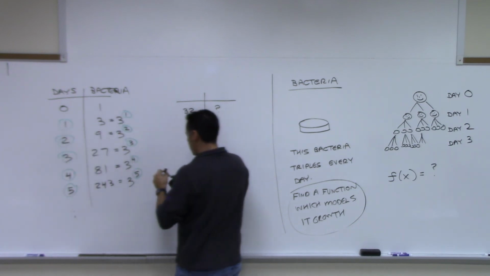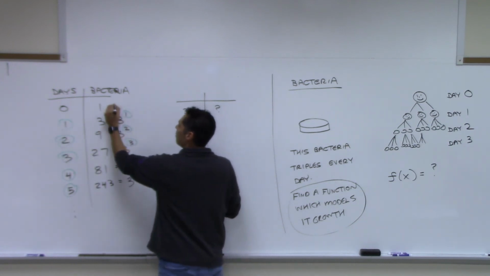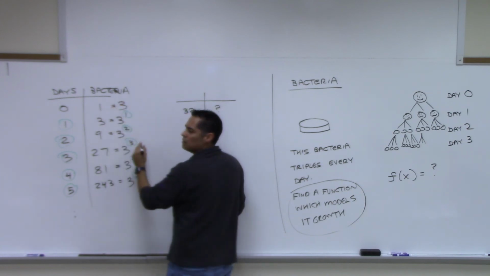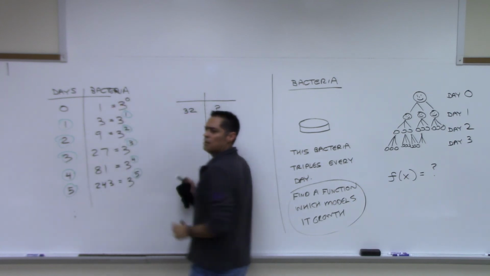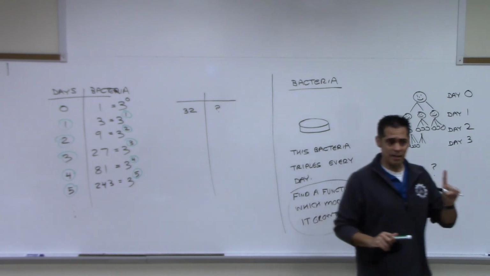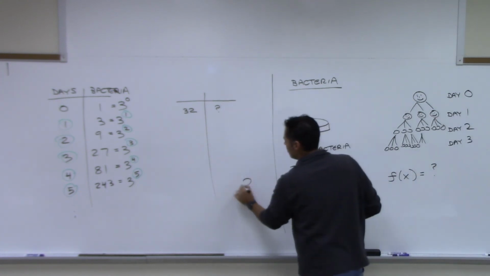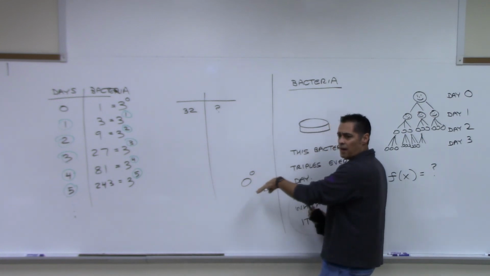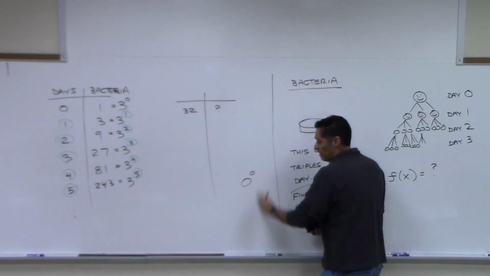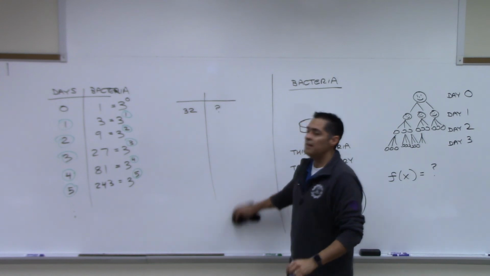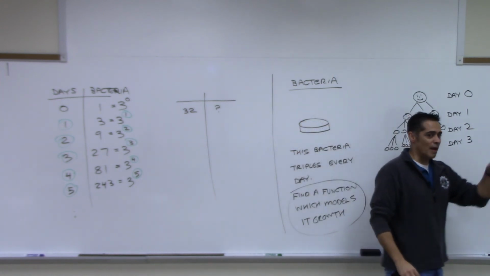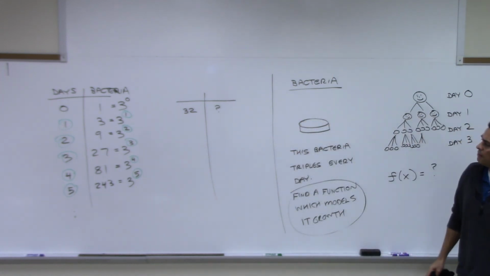What about that first one? Following this pattern backwards, this would have to be 3 to what power? 0, is it? Any number to the 0 is 1. Any number to the 0 is 1 except 0. I should take that back. 0 to the 0 we don't study in here. This is undefined. Okay? You do that in calculus, not here. Any number other than 0 raised to the 0 is 1.